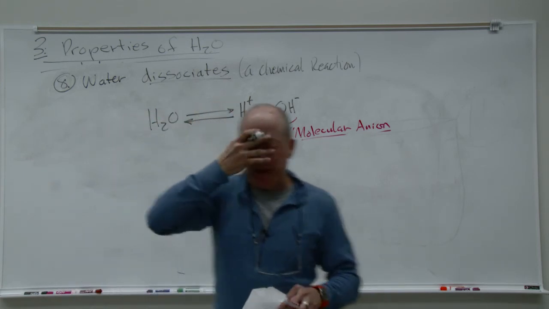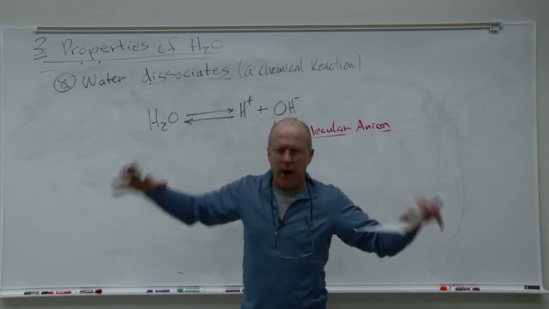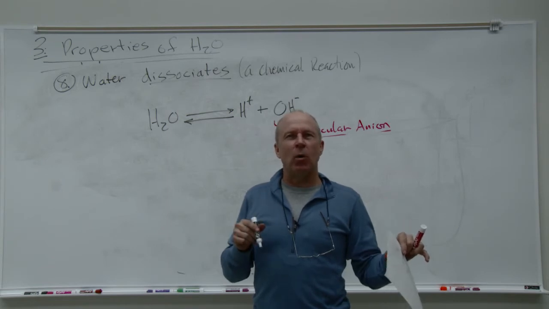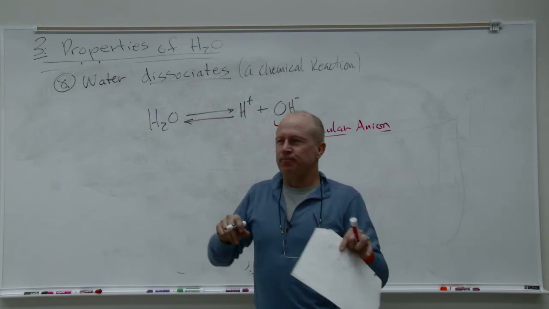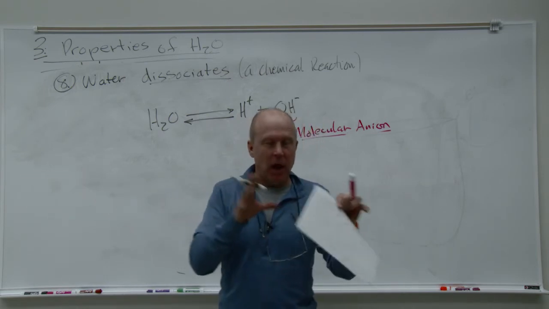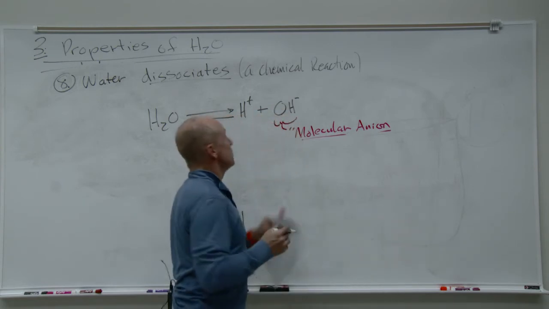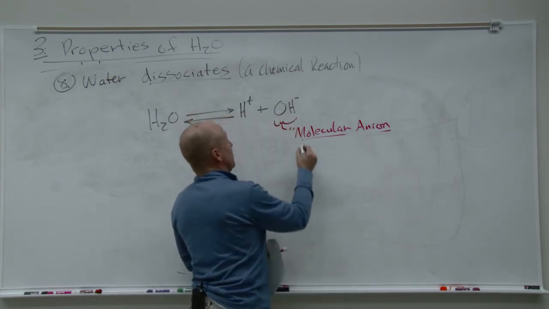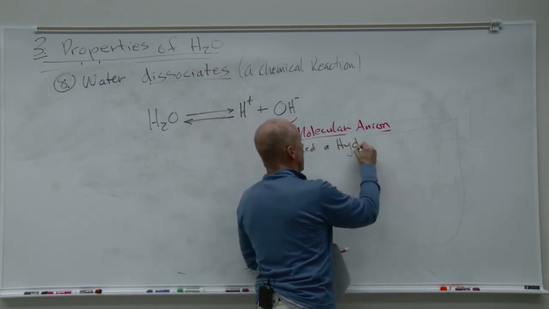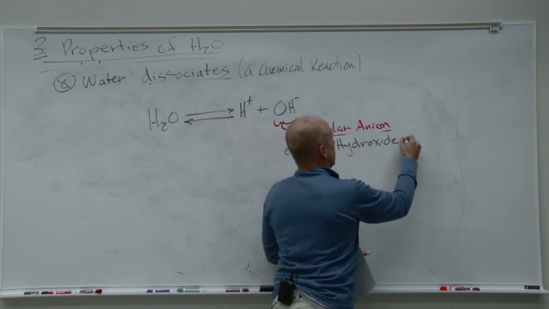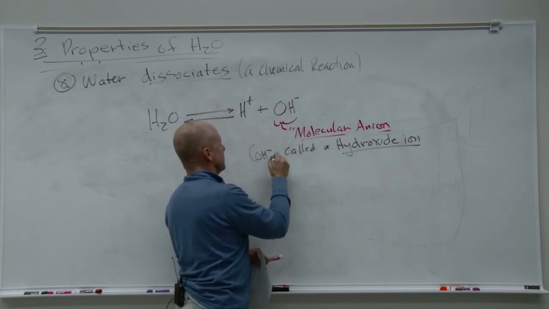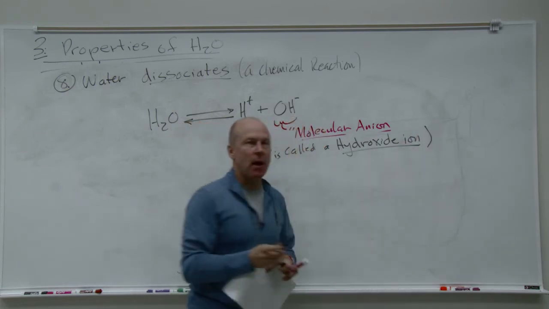So here's what you should be thinking about. If you think about water at the molecular level, there are intact water molecules, and every once in a while, one of them will dissociate and break into a hydrogen ion and a hydroxide. That's what they call it, or an OH minus ion. So this one is called a hydroxide ion. So OH minus, I'll put that here, OH minus is called a hydroxide ion.